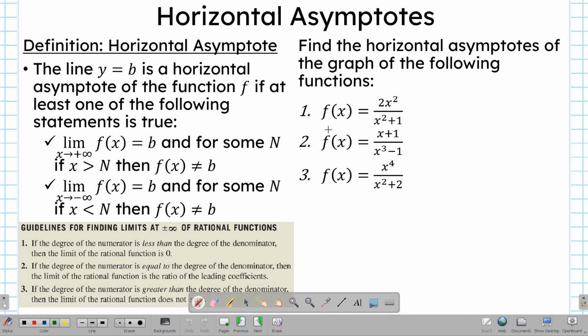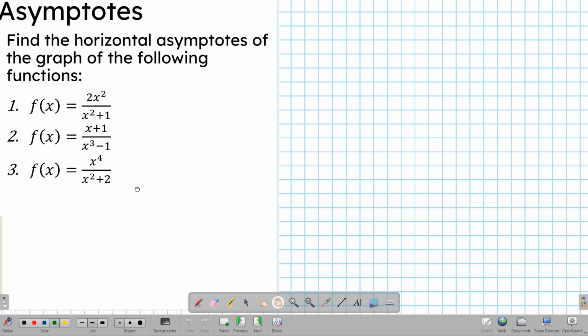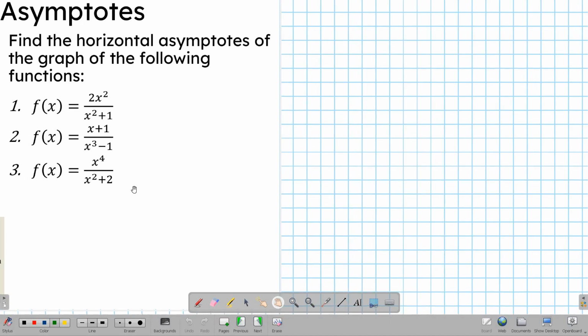Now, our application of the limits at infinity would be the horizontal asymptote. We are told that the line y equals b is a horizontal asymptote of the function f if at least one of the following statements is true. Here, we are asked to find the horizontal asymptote of the graph for the following functions. The thing here is that in vertical asymptotes, we first find c, then we check if it's really an asymptote using limits. For horizontal asymptotes, it's the other way around. You use limits to find what the horizontal asymptote is.